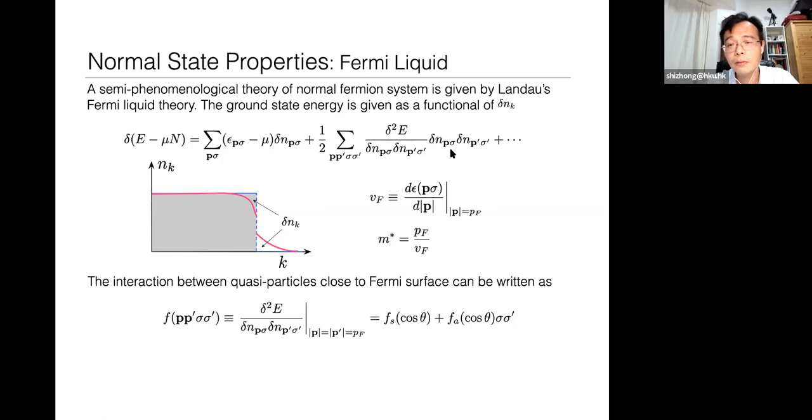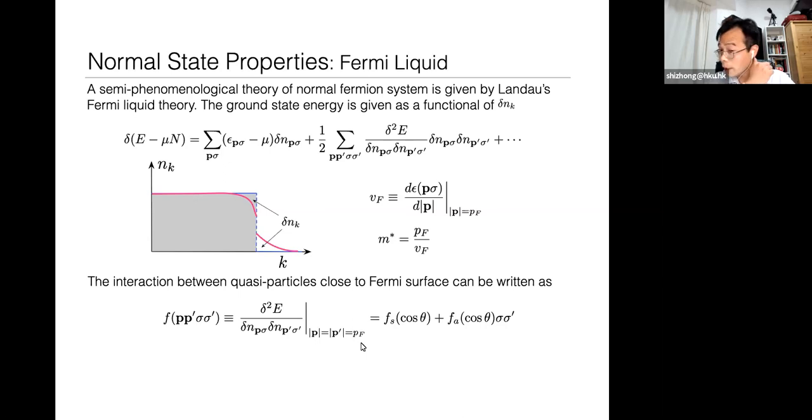And then you have the interaction between the quasi-particles, and these define the so-called Landau functions. They are the second order derivative of E with respect to delta n_p sigma and n_p' sigma'. Because we are only considering the case very close to the Fermi surface, the Landau functions are defined by setting p and p' equal to p_F. Then the only dependence apart from the spin dependence is the dependence on the angle between p and p', the cosine theta. So this is F_s cosine theta, the symmetric part. And then there's a part that depends on the spin, sigma sigma', which is the antisymmetric part. Both of them depend on cosine theta.